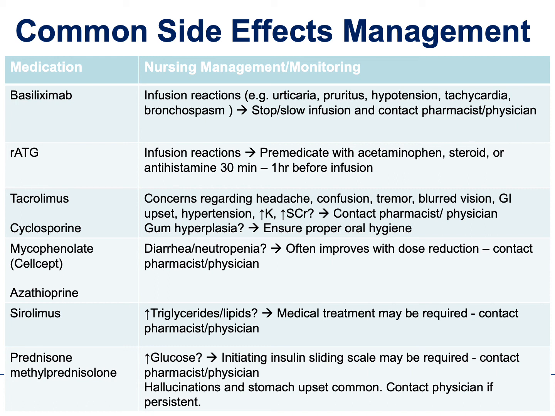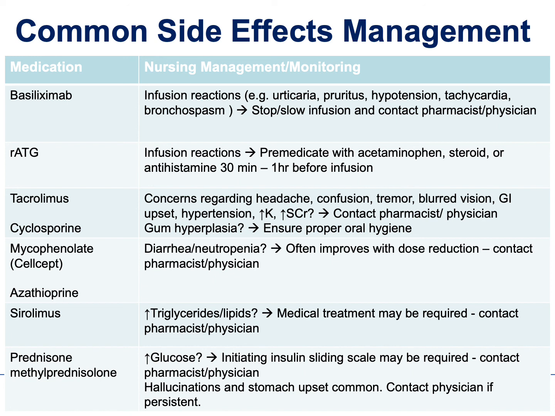Tacrolimus and cyclosporin, if you have any concerns regarding a patient's sudden onset headache, confusion, tremor that is disturbing, or blurred vision, GI upset, hypertension, any increasing potassium or serum creatinine, you can always contact the pharmacist or physician. If they get gum hyperplasia with the cyclosporin, you can try by ensuring that they're following proper oral hygiene and then go from there. Often it can improve by just doing that.